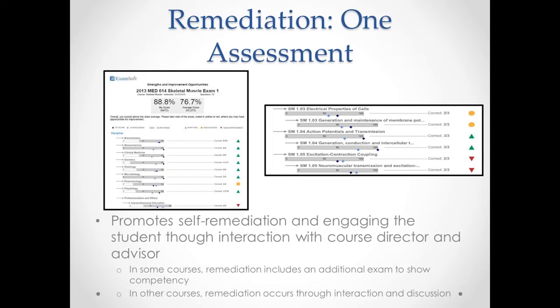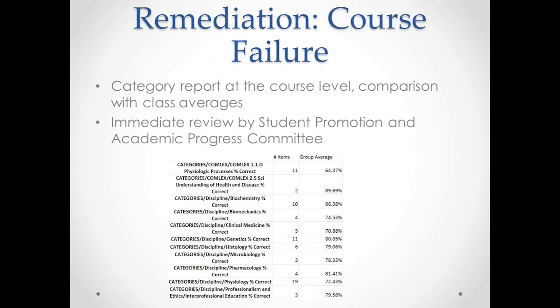So let's move on to remediation of a course failure. In this regard, we can run a category report at the course level, and it'll show a student how he or she is performing in relationship to the class. But it's really a report that pulls what you saw in the Strengths and Opportunities report. It pulls it across the full course rather than a snapshot at a single exam level.